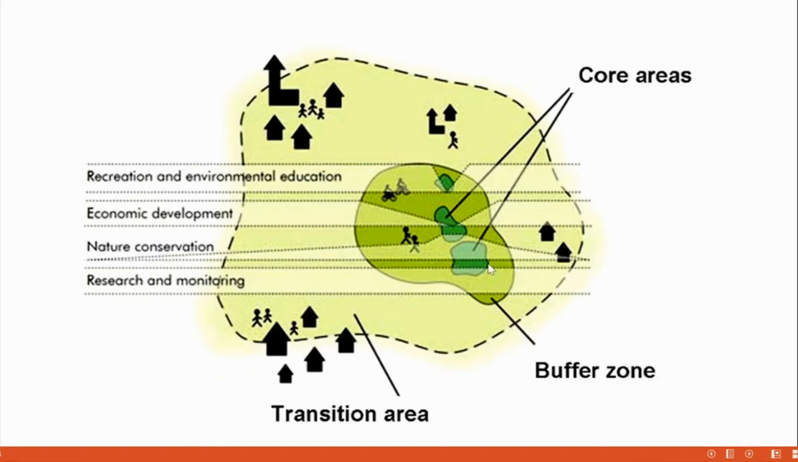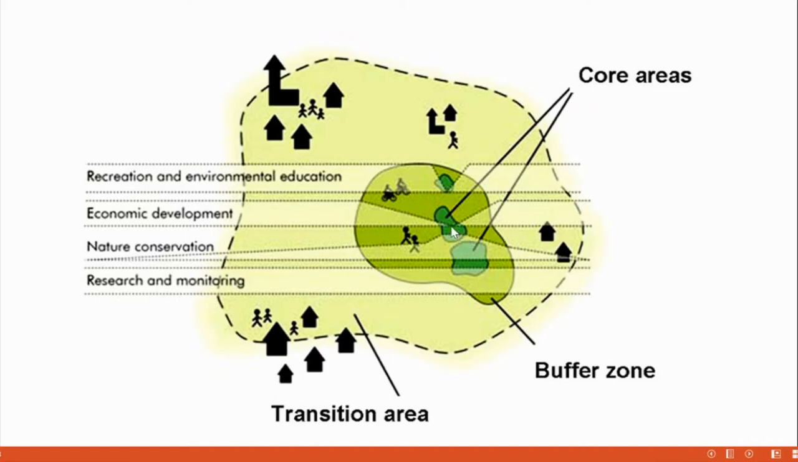Coming to the buffer zone, this green area. Look here, recreation and environmental education is also supported in the buffer zone and is going on. Economy developing activities are not that much when compared with the transitional zone. Nature conservation activities are more in the buffer zone when compared with the transitional area. Research and monitoring are also there, but not to the same extent as in the transitional area. That is about the buffer zone.